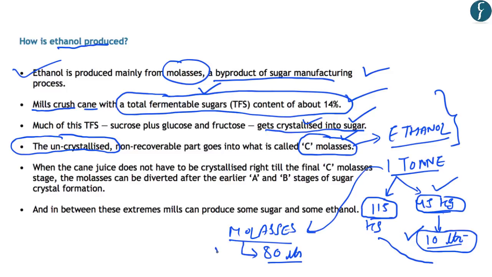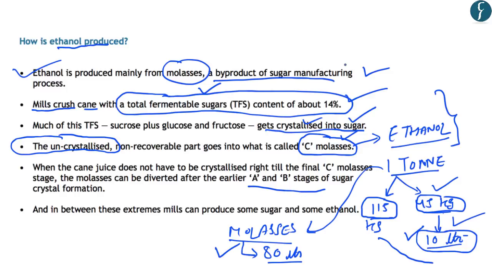and the most amount of ethanol is produced in the other, there will be different stages, and these stages have been termed as A and B stages of sugar crystal formation, and these are known as the A stage molasses, B stage molasses, or the C stage molasses.